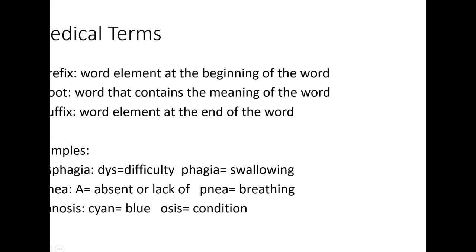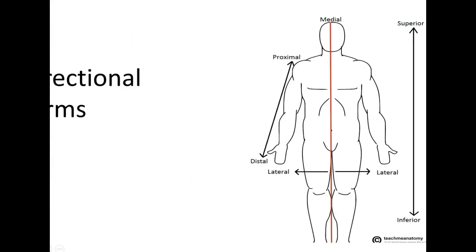The suffix is the word element at the end of the word. So cyanosis: cyan is blue, osis is a condition. So cyanosis would be a blue condition, a condition where we see blueness in their tissues. A in front of a word is absent or lack of. Penia, for instance, is the root word for breathing. So apnea would be the term for absent or lack of breathing.